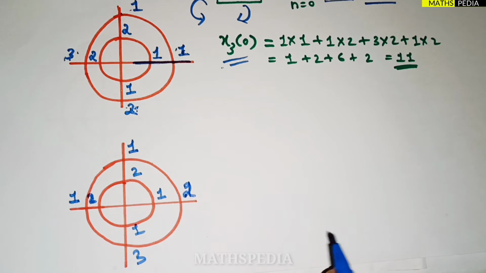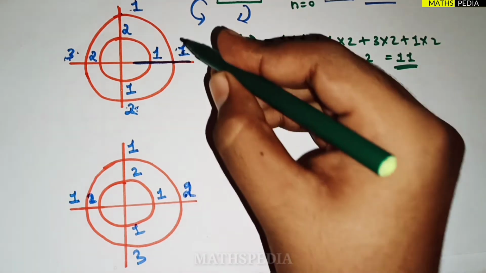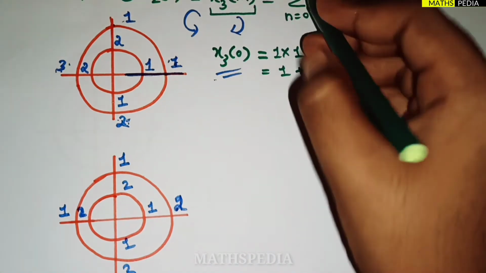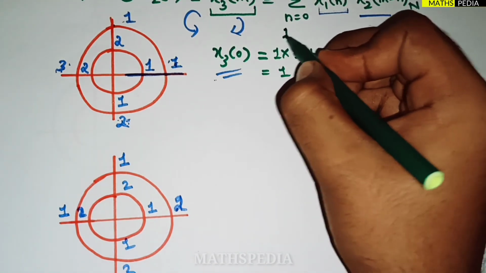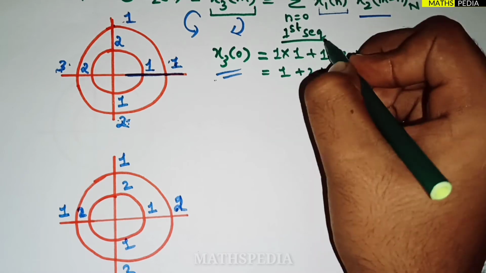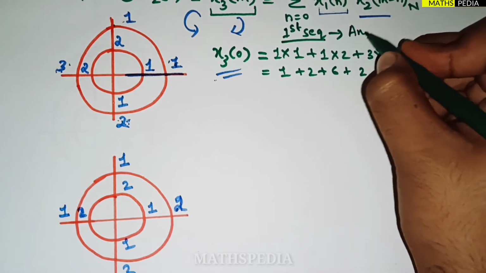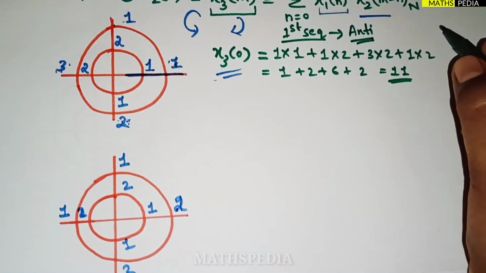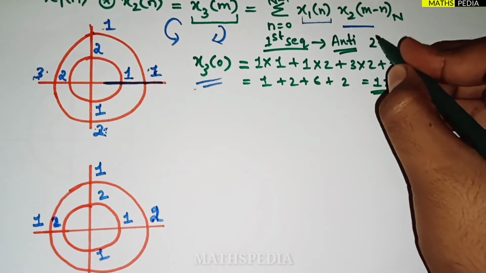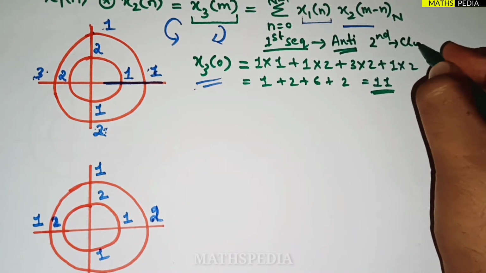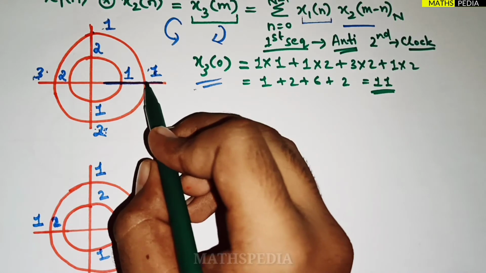Just remember, only the first step you need to remember. What was the first step we did? The first sequence anti-clockwise, then the second sequence I wrote clockwise, taking this as the starting point.